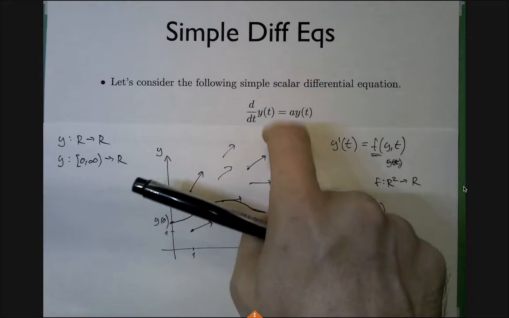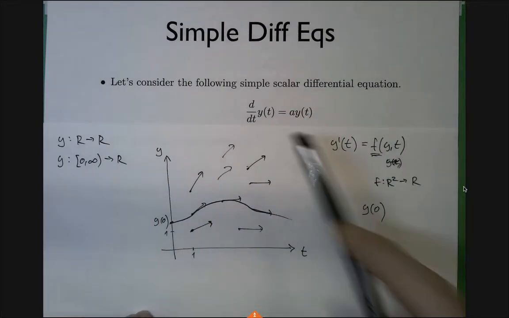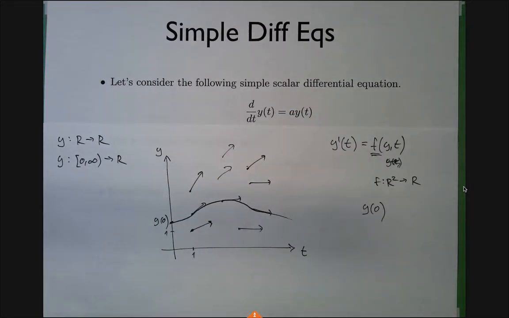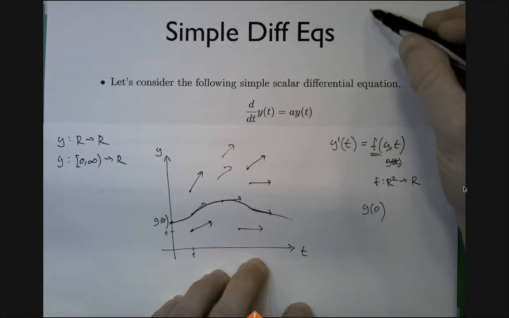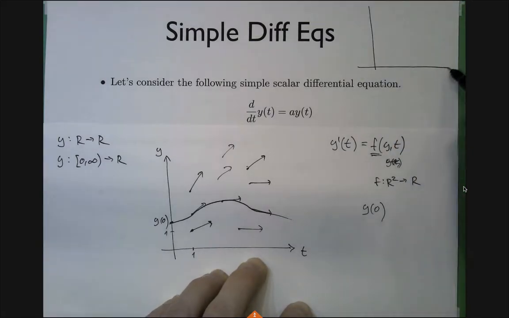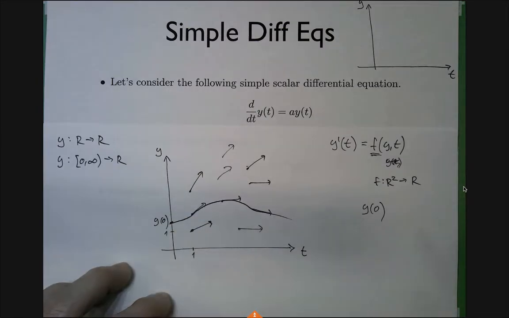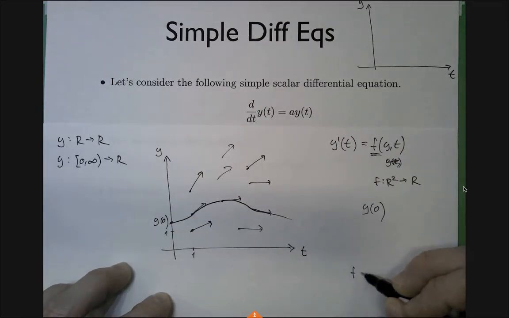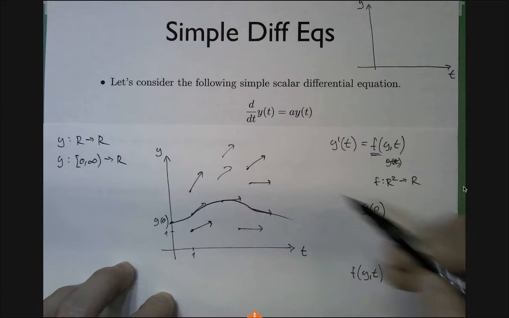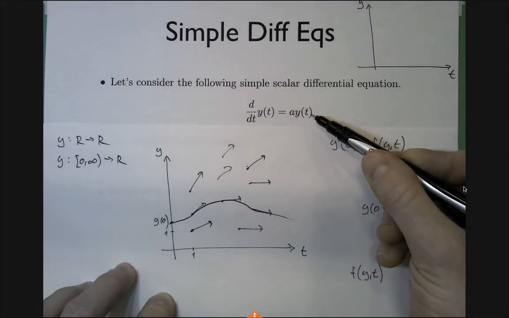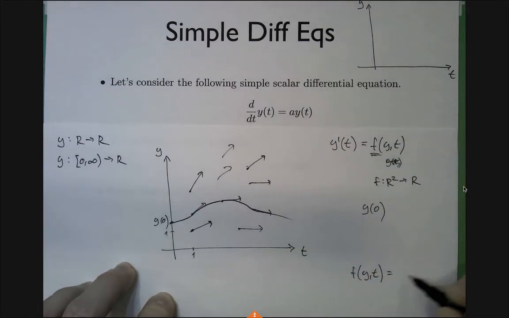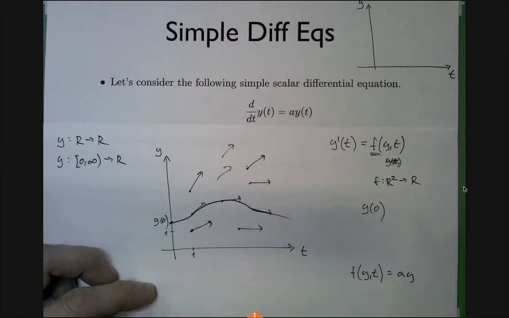Let's try to plot this one as this current map, or whatever you want to call it. Let me try to plot it here. So here goes my t, here goes my y. So what is this function? Well, in this case, the function f(y, t) doesn't even depend on t directly, right? It only depends on y, and it's just a times y, okay? So how would the arrows look like in this case?